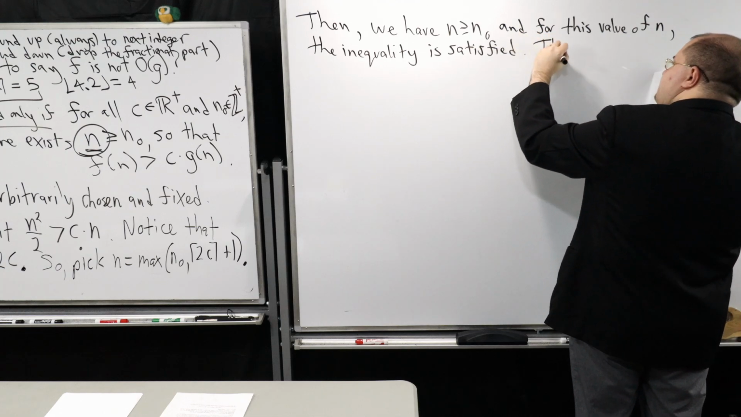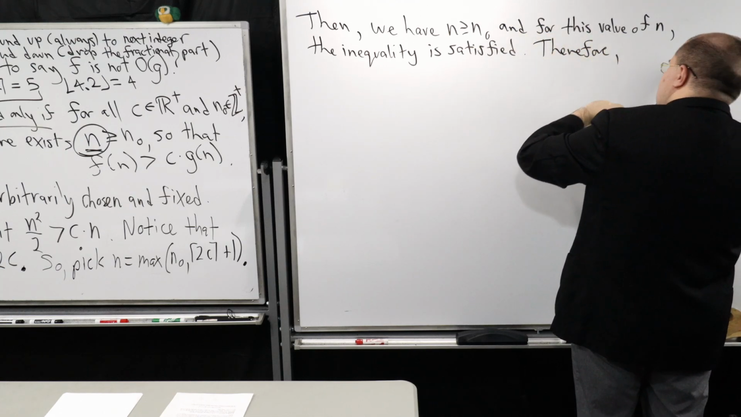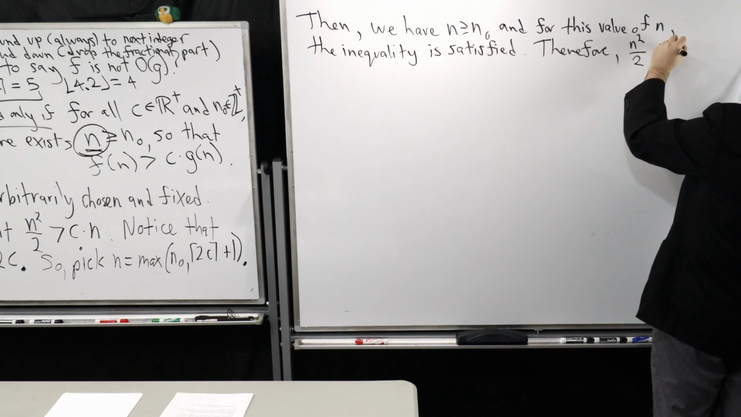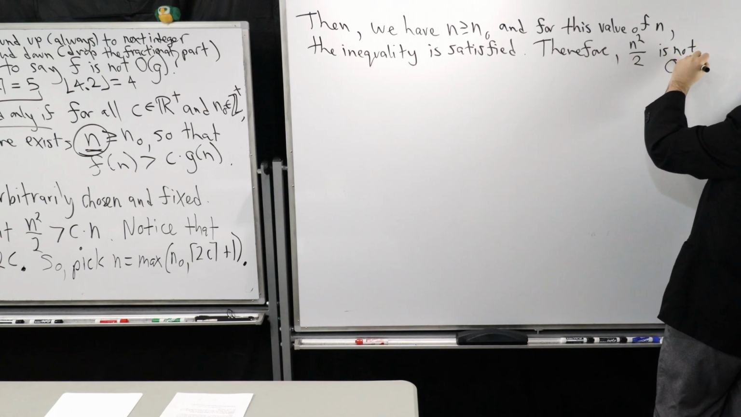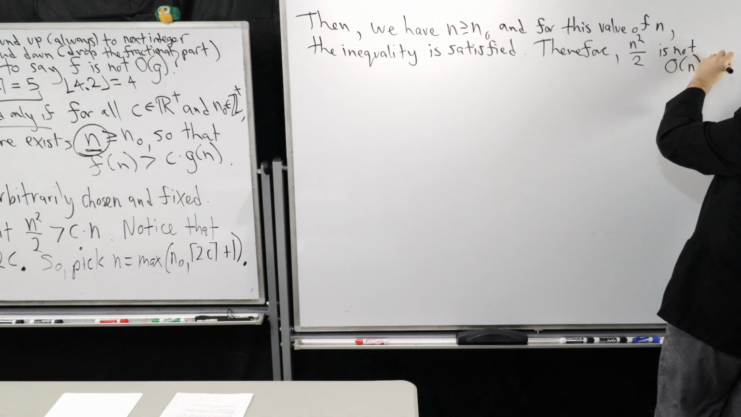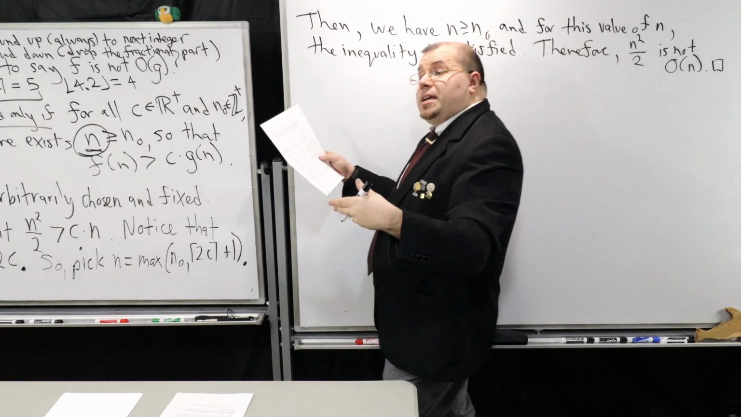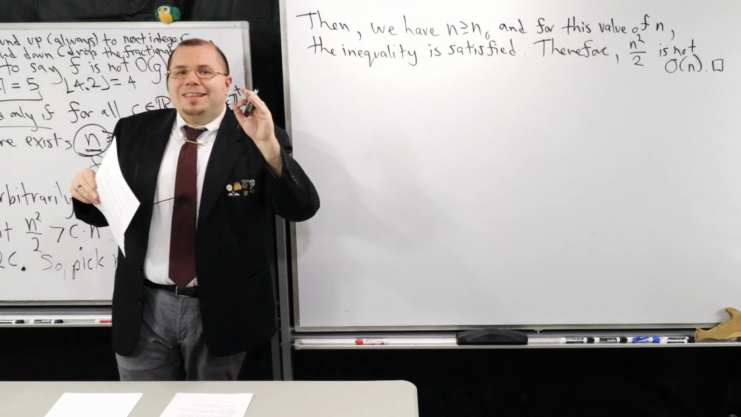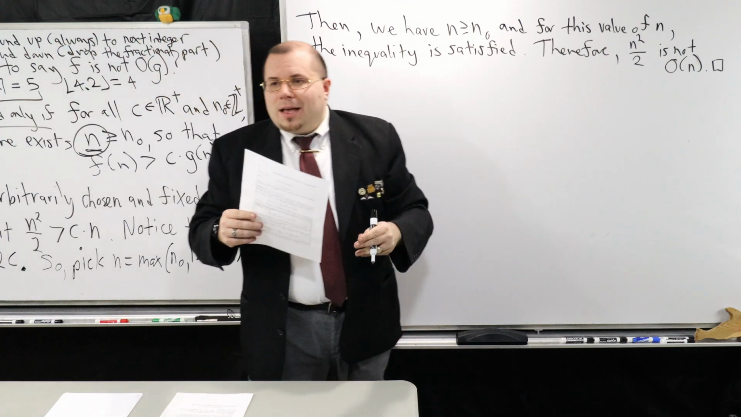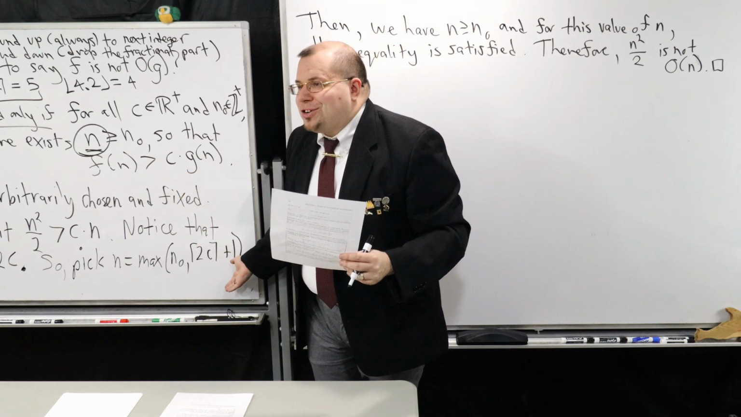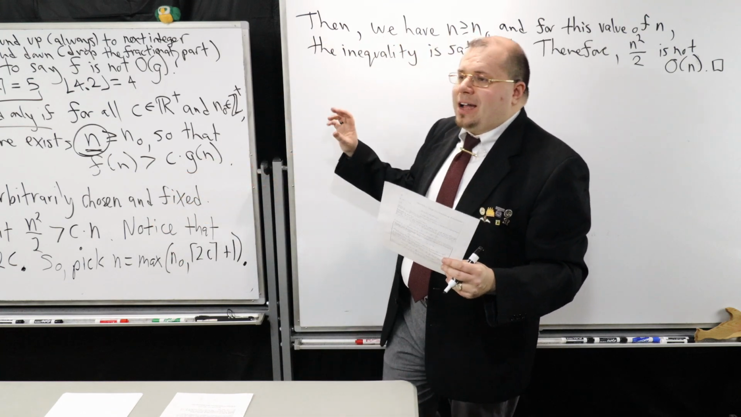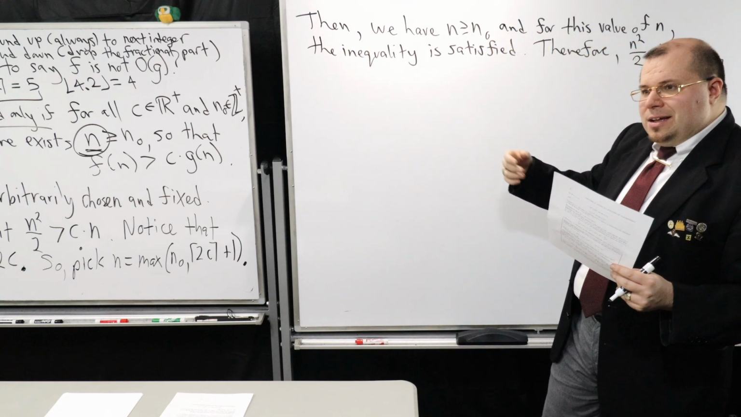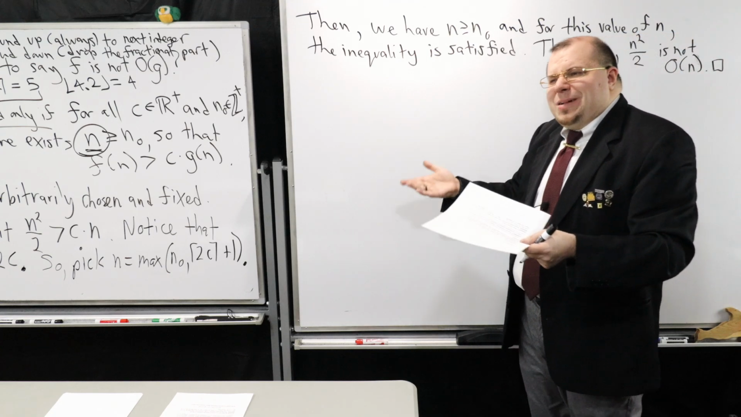Therefore, n squared over 2 is not big O of n. And that's the end. So remember, the big idea here with a direct proof, using the negation of big O, is you find that n directly, and then your job is just to make sure it works. So in my case, I simplified down the expressions until n became very obvious in its relationship with c. And then I picked the max function to make sure n0 was big enough.